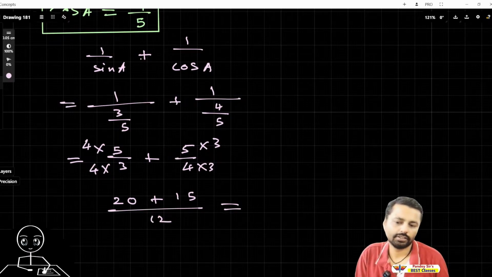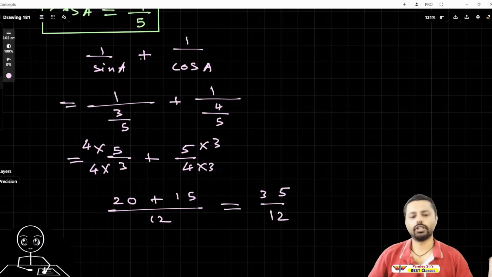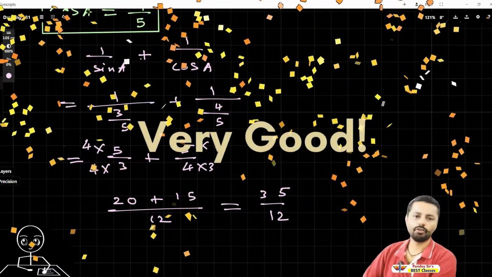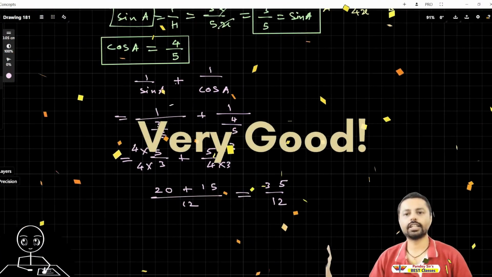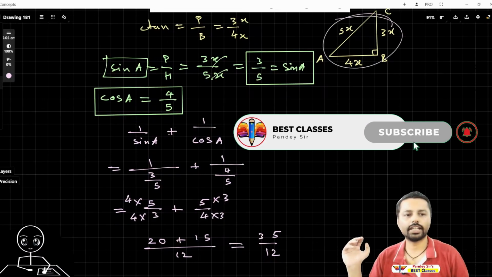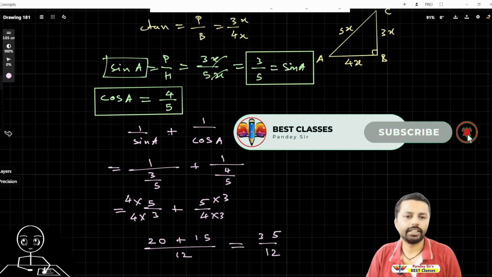That's 35 by 12. So our answer we are getting is 35 by 12, and yeah, seems to be right. So yes, we got it correct, and this is how to do it. The main part is making this triangle and finding their values.